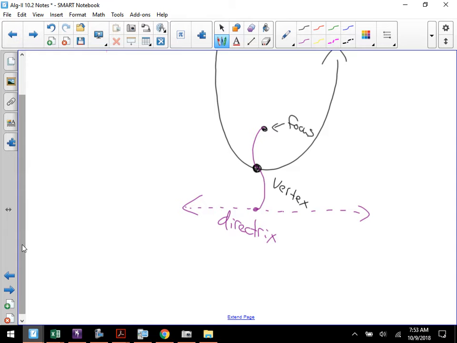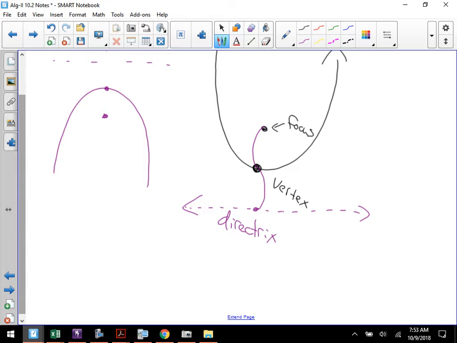Now, one thing I wanted to show you here is, if my parabola is up like a cup, what's my a value? It's positive. Good. If it's down, what was my a value? It's negative. Okay. Now, here's the thing. If I'm down, my focus is here. My directrix is up here. The directrix will always be the counterbalance of the focus. Does that make sense by the word counterbalance?